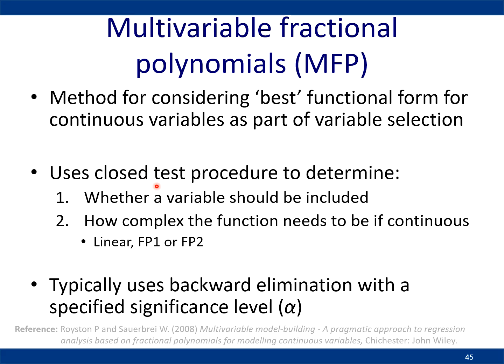So it uses a closed testing procedure, so it loops through different tests where first we consider whether a variable should be included in the model or not. And then if the variable should be included, so that's in its most complex form, it then decides whether that complexity is needed or whether it can be simplified. So it performs tests to compare a linear function to FP1 or FP2 terms for that variable. And it does this as part of a backward elimination procedure, so we still specify our significance level for removal of the variables.